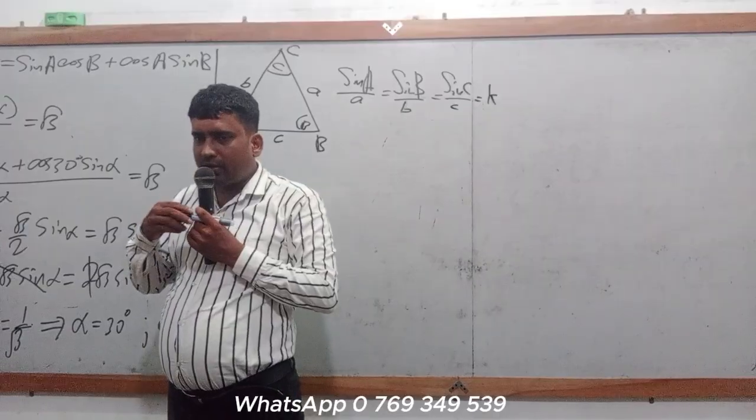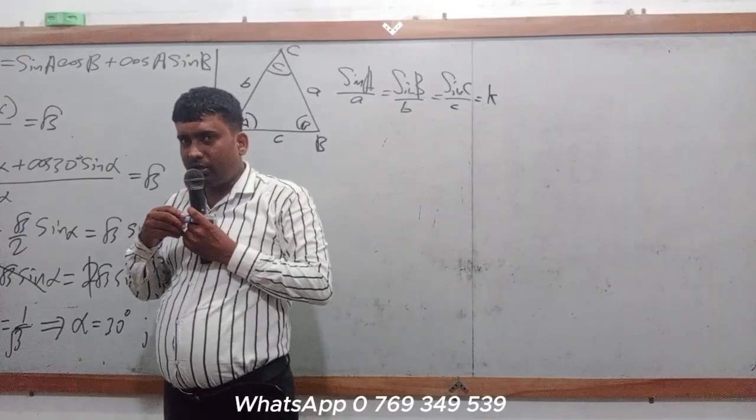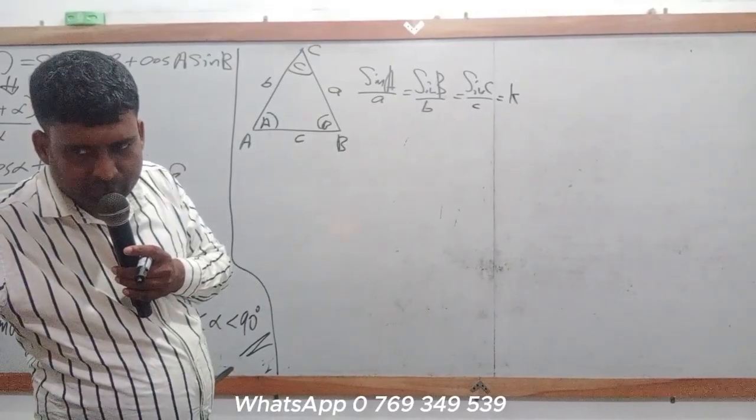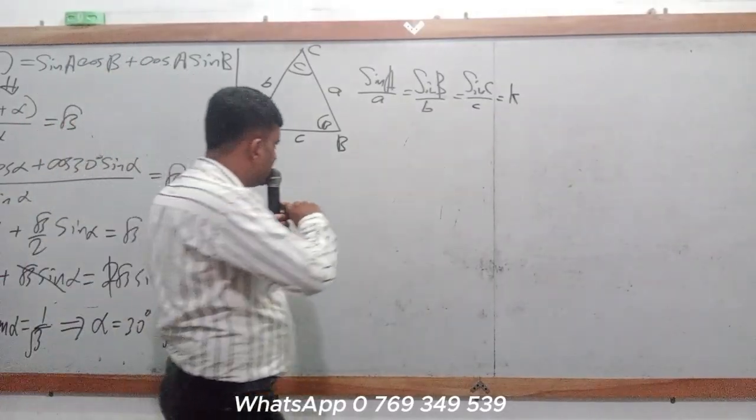Now, in a triangle ABC shown in the figure, that triangle is given.